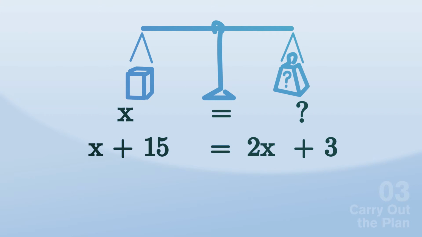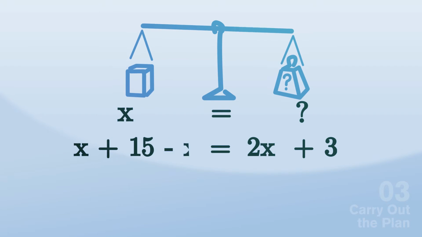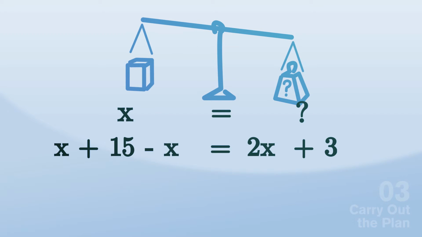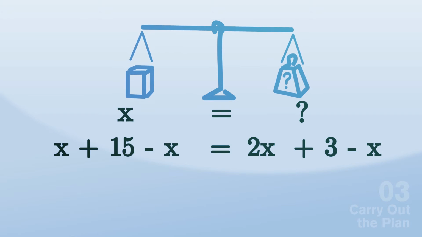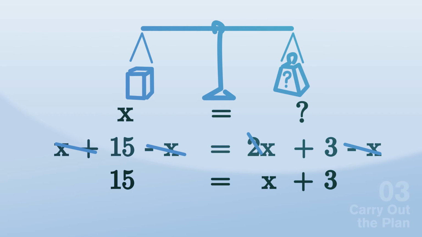If we remove the x from the left side, that will help. So we subtract x from the left side, which means we have to do the same to the right side, or the scales won't be balanced anymore. x + 15 - x = 2x + 3 - x, and the x's on the left cancel each other out. 2x - x is just 1x, and we have 15 = x + 3.